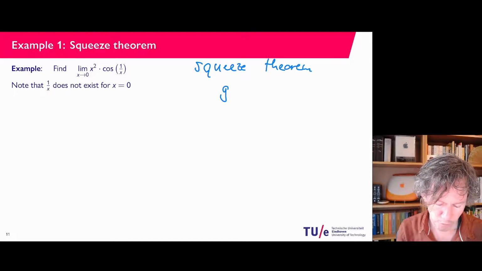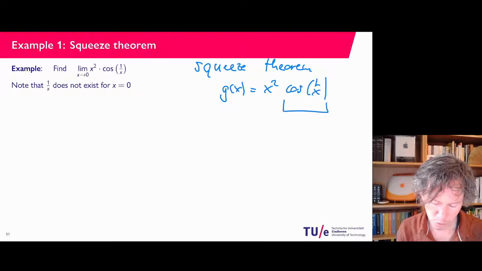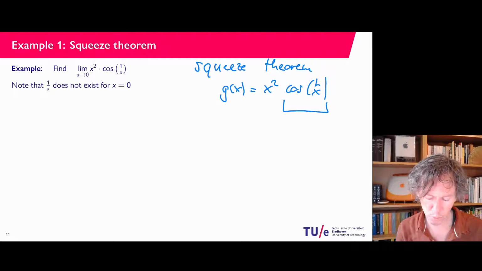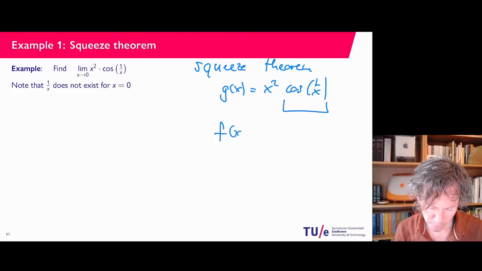So our g function, the complicated one that we would like to find the limit of, that is x squared cosine of 1 over x. And then we're going to use that this cosine is always in between -1 and +1. So we needed f(x) less or equal g(x) less or equal h(x).